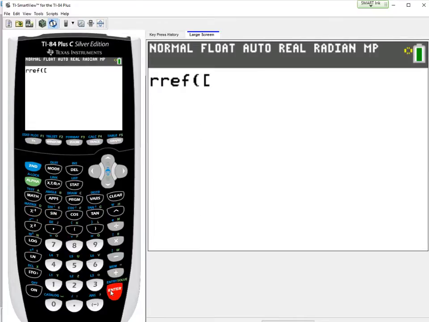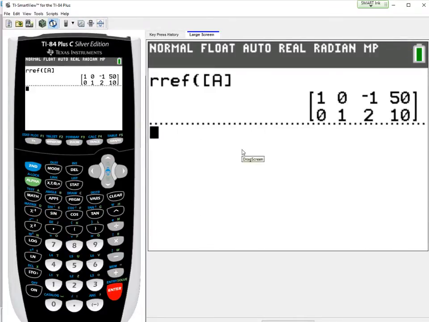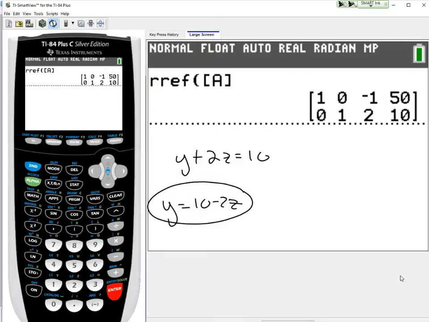Did you? I'll try REF because I don't know. Well, that's RREF. Is it? Yeah. So according to this, it's saying that y plus 2z is equal to 10. Therefore, y is 10 minus 2z, right? And that x is equal to 50 minus z plus z. It's going to try to do a reduced row echelon for you. It wants zeros in the bottom left and the top right.